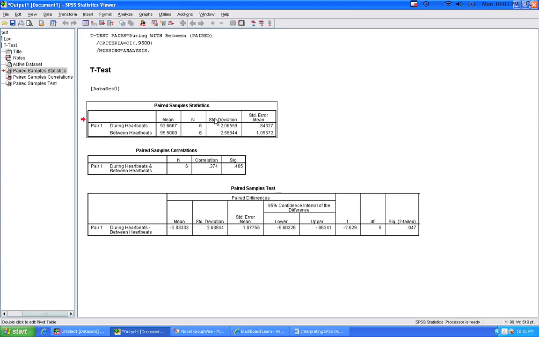SPSS provides three tables of output when you run a paired or dependent samples test. The first is a table of descriptive statistics. The second is a table that has the correlation between the two sets of scores, and the third is a table that has the results from the t-test.